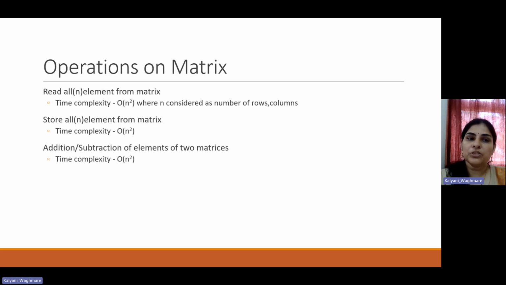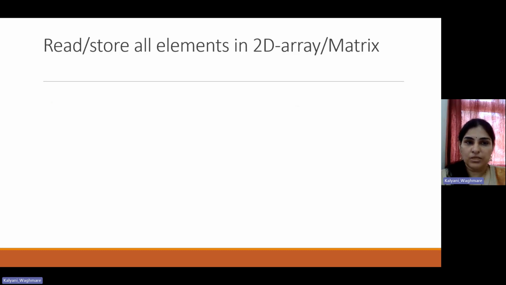We can perform addition, subtraction, or transpose of any matrix. For that also, obviously we need to read each and every element from the matrix and then we can perform addition or subtraction of that. So similarly for matrix addition, subtraction or transpose also, we require complexity of order of n square.